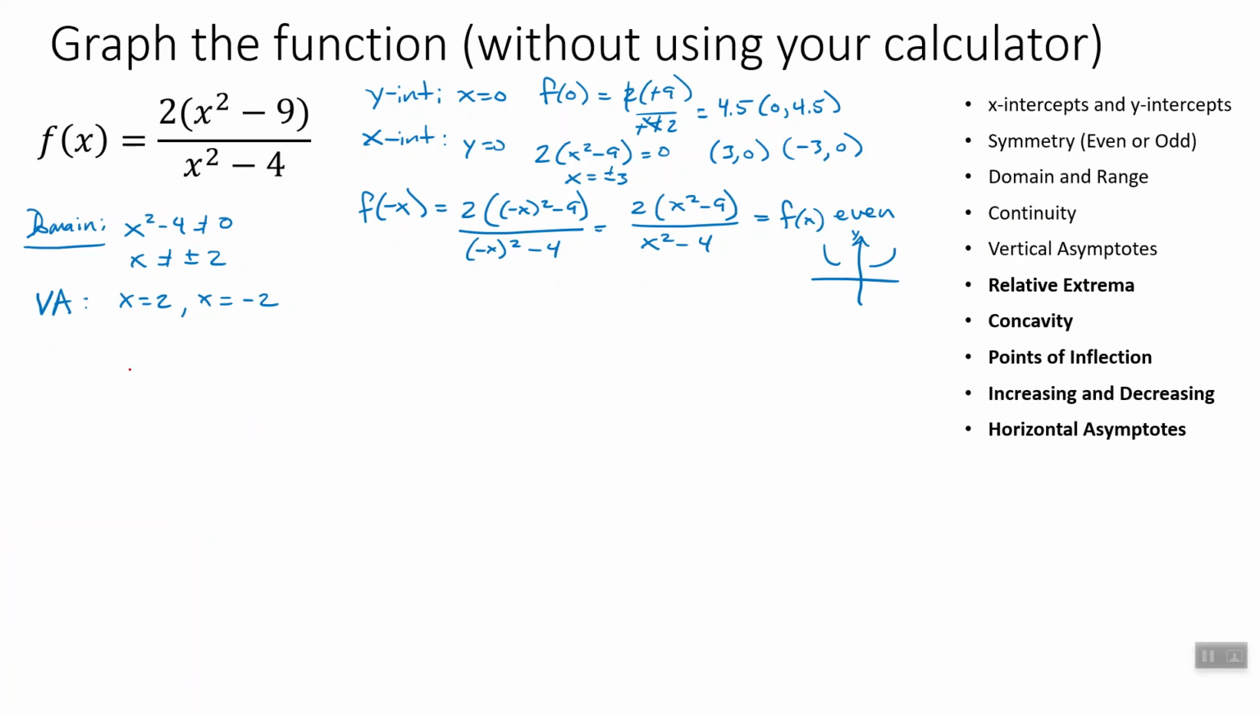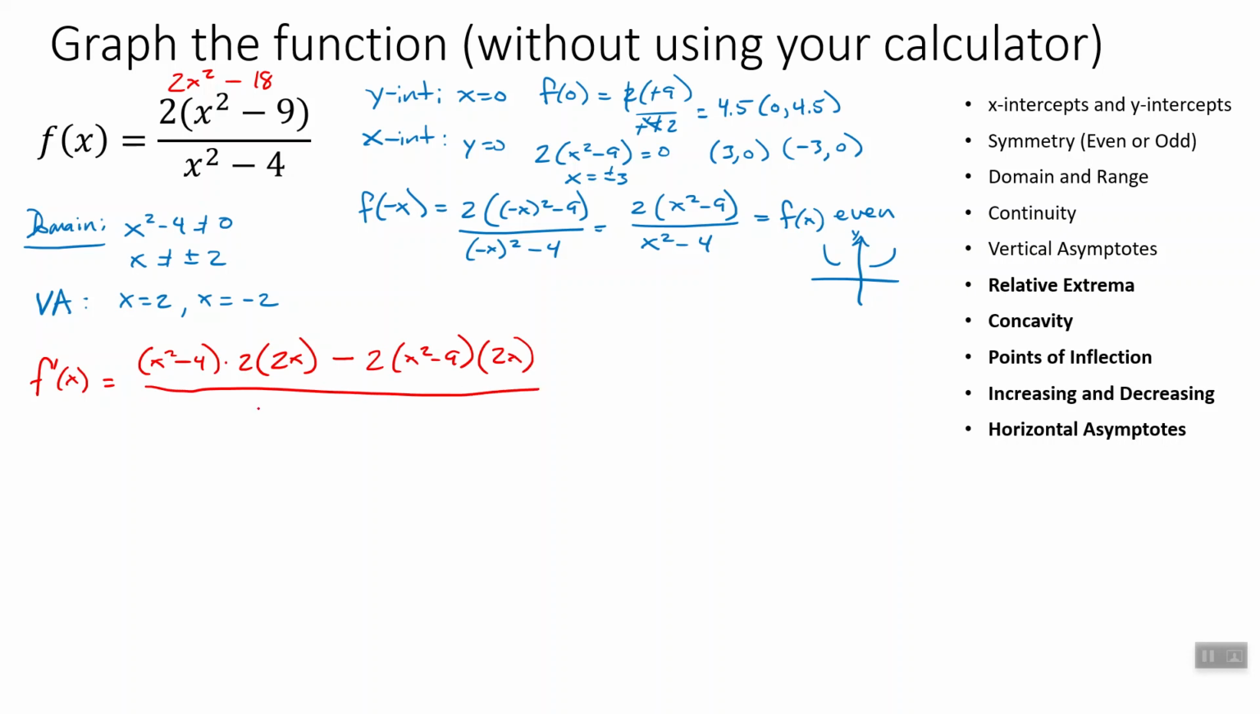Next up, what are we getting from the derivative? So we need to find the derivative, f prime. To find the derivative of this, we're doing a quotient rule. So that's low, x squared minus 4, d high, 2 is going to stay out front. Derivative of the inside here is just going to be 2x. If you want, you could distribute this and say this is 2x squared minus 18, and the derivative of that would be 4x right there, minus the top, 2 times x squared minus 9, times d low, the derivative of the bottom, which is just 2x, all over the bottom squared.